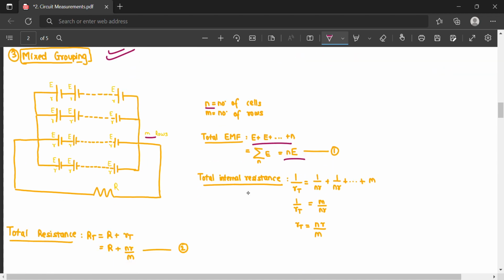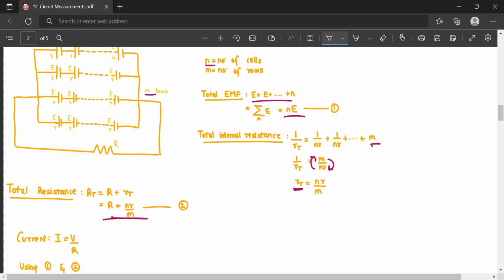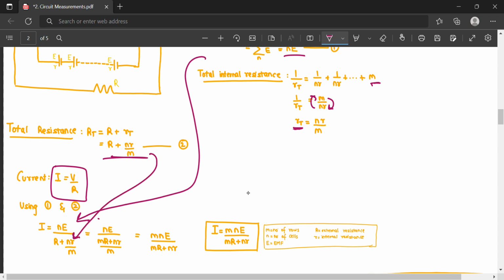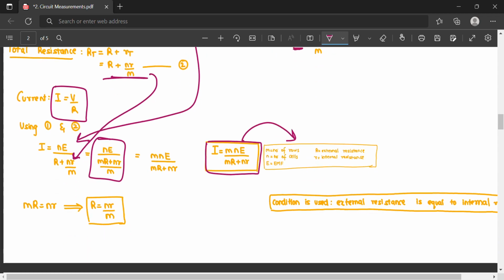Our total internal resistance here in this case, however, is 1 upon Nr plus 1 upon Nr, to M rows, giving us M upon Nr. Now to find the actual value, we have to reciprocate it, thus giving us small r as Nr upon M. Total resistance is R plus Nr upon M. Using Ohm's law, substitute the value of E as NE and the internal resistance, thus giving us this value. Further substituting will give us this value, which you can derive from the table down there.